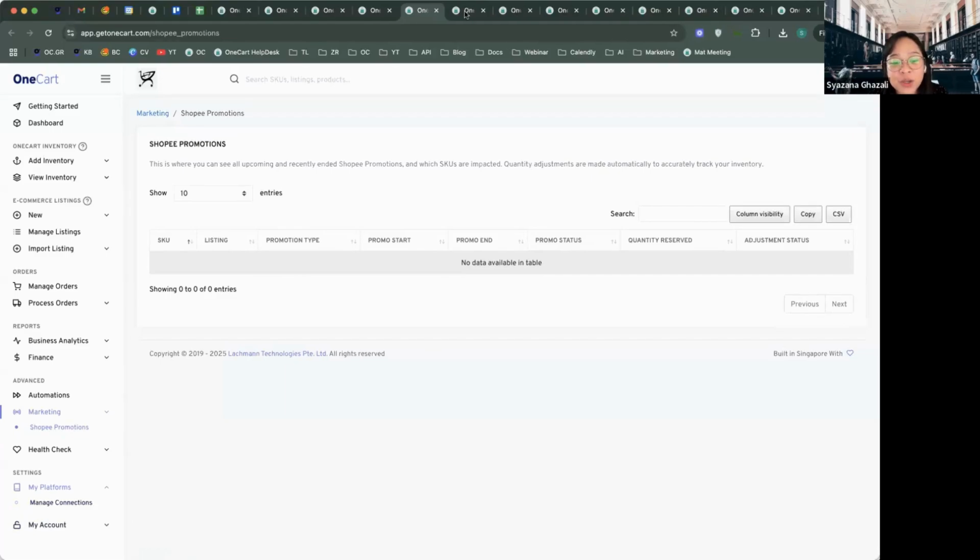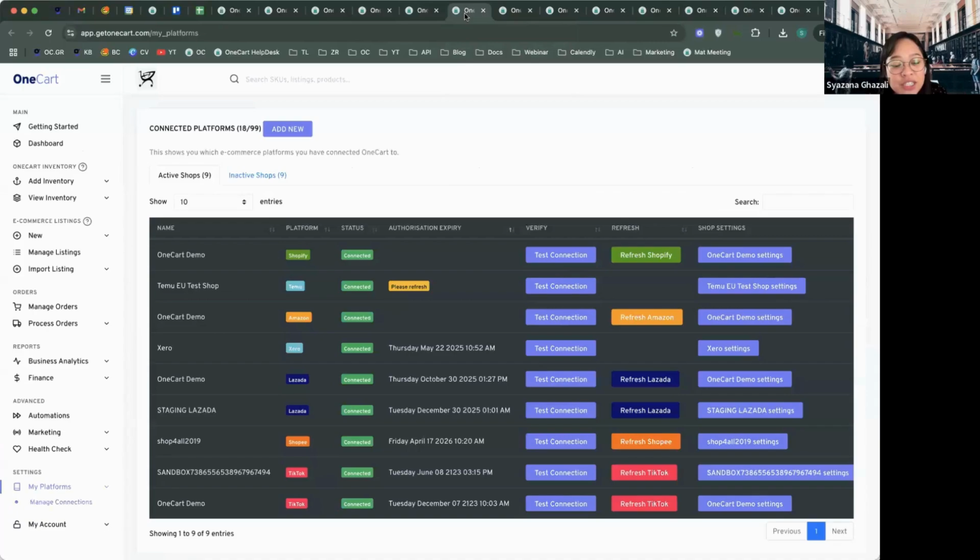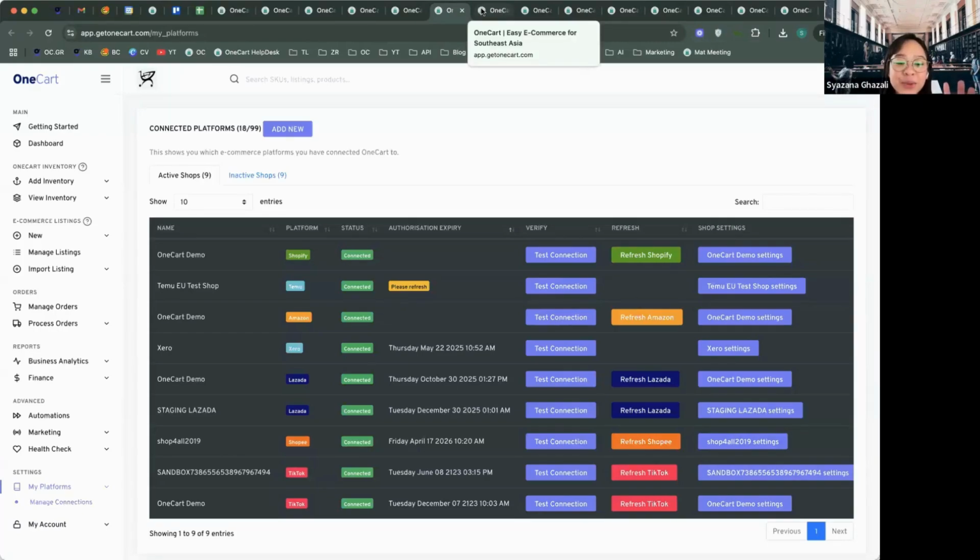Because of this option, I think some of you have been with us for some time already, right? If you remember, last time we were not able to choose whether to switch it on or off. It was automated. The moment you submit your Shopee promotion, it will appear automatically in OneCart. However, by popular demand, a lot of people were saying, can we switch it off? I don't want OneCart to manage this.